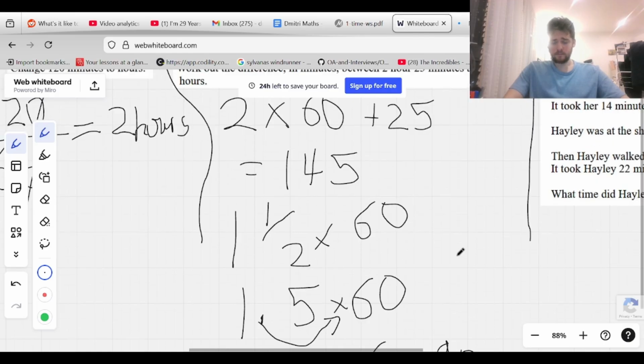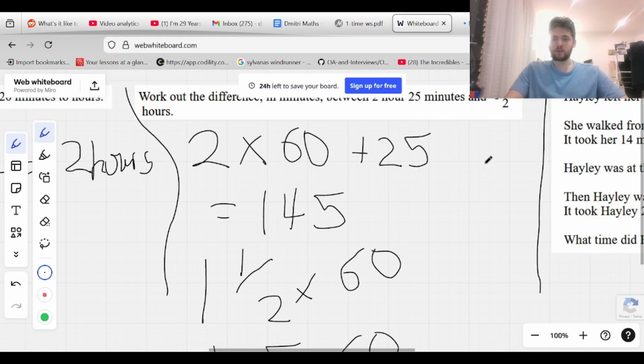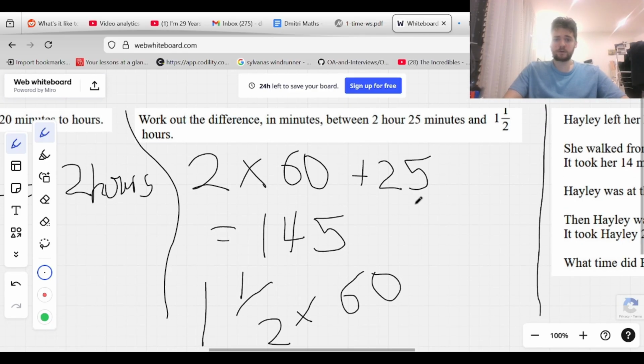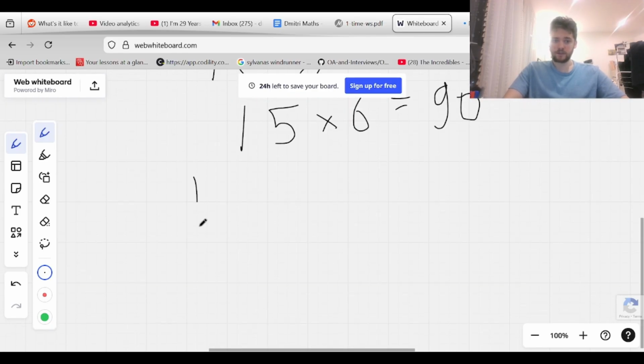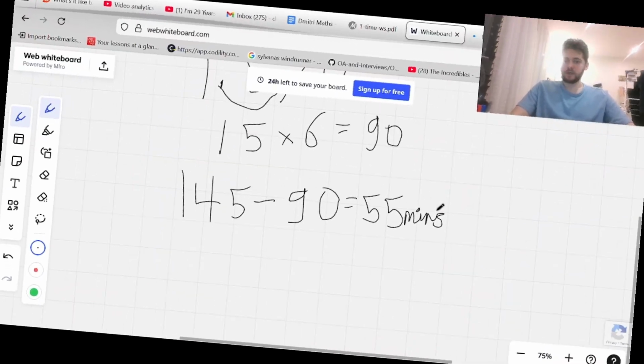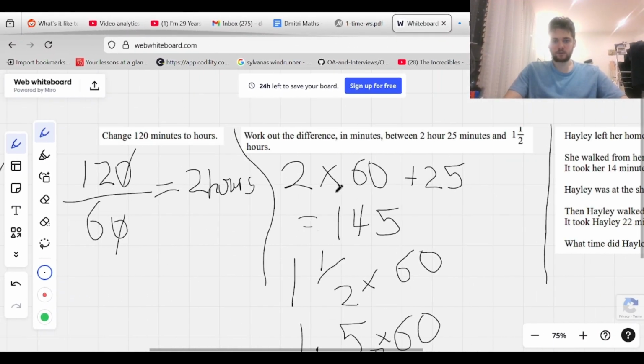Although with time and enough practice, you should be able to recognize that 1.5 hours is equal to 90 minutes without any calculation. And we're still not finished because we're trying to find the difference. So difference means subtract. 145 minus 90 equals 55. 55 minutes. And because it's less than an hour, we don't need to convert it. And anyway, we're also asked to give it in minutes.